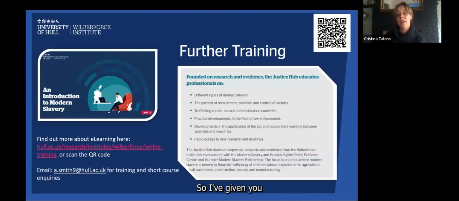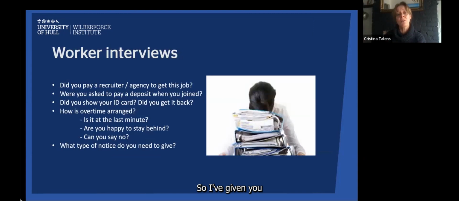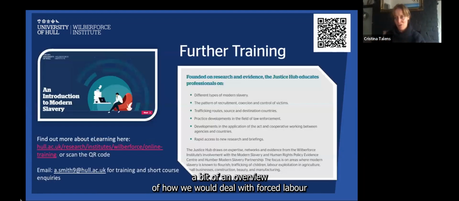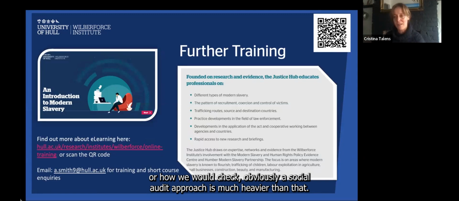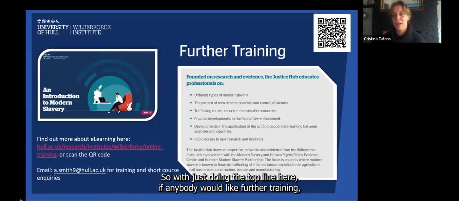Finally, I did do worker documents. So I've given you a bit of an overview of how we would deal with forced labor, or how we would check. Obviously, a social audit approach is much heavier than that, so we're just doing the top line here.